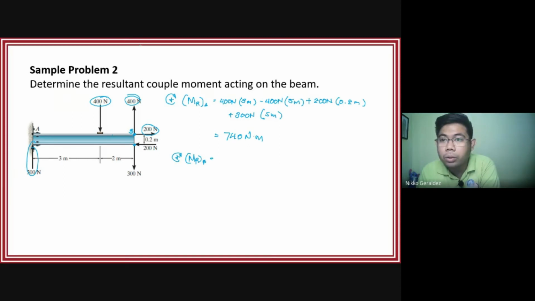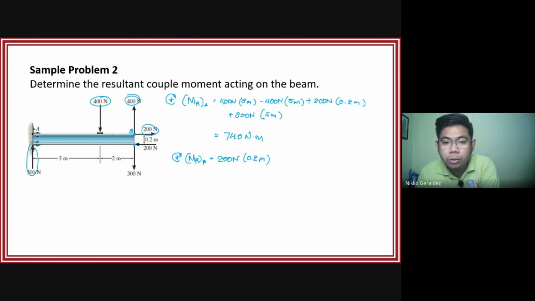So, 400 Newton. Zero moment kasi nag-act siya doon sa moment center natin. Itong 200 Newton to the right, zero din, kasi nag-act siya doon sa moment center natin. Then, itong 200 Newton to the left, that is a clockwise moment, so positive. That is 200 Newton times 0.2 meter.